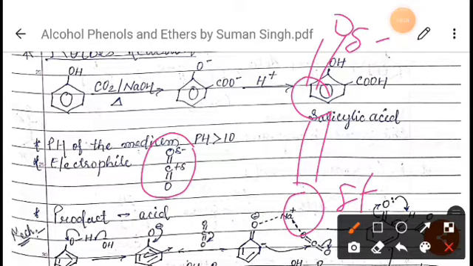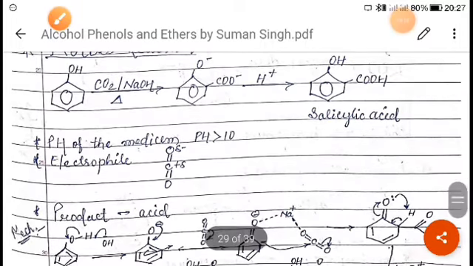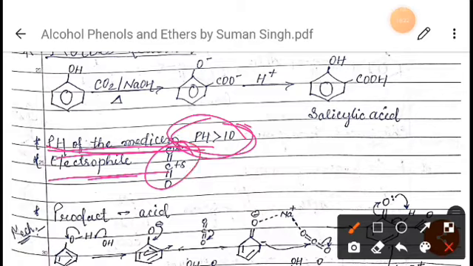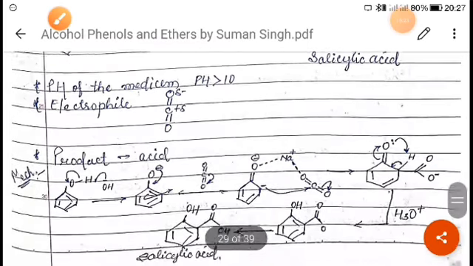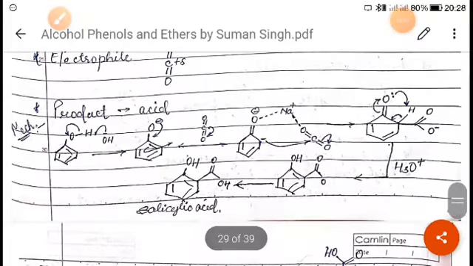Okay, so this is the electrophile here. The pH of the medium should be greater than 10. I hope you are understanding this. So here, the pH of the medium should be greater than 10 and the electrophile will be this here, right? So we will see the mechanism. And the product will be acidic, as I have already told you. The product will be acidic. So we will see what is happening here.